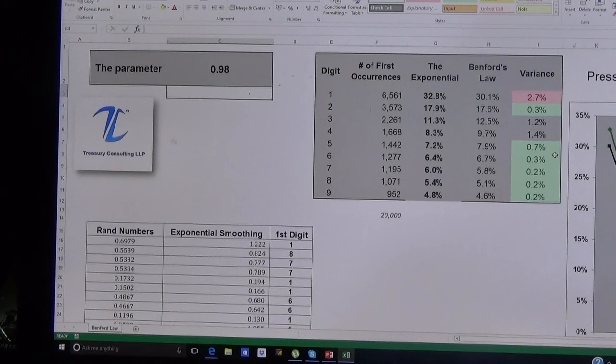Now how will Benford help us? Rather than wasting my time on all 20,000 numbers, I will waste my time only on the first digit and maximum second digit, which, if I add, is roughly 10,000. You can see that 6561 and 3573 together give roughly 10,000.